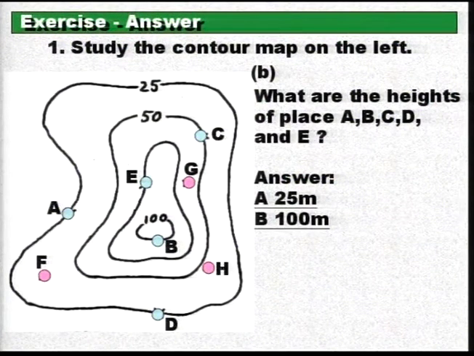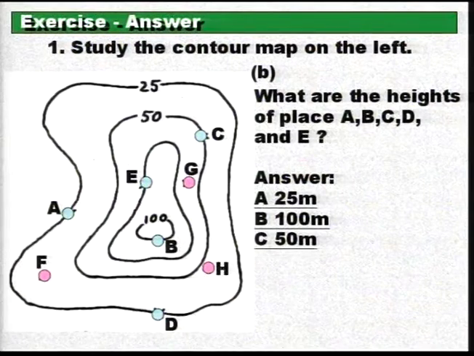Let's look at place C. That's this point here. Ovio. Place C. 50 meters. Okay, C, 50 meters. That's correct. Good.